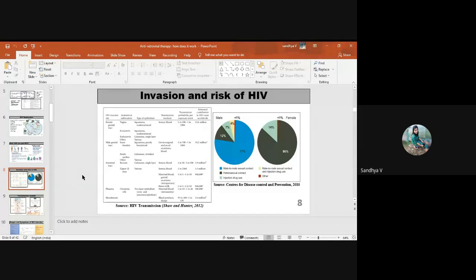Here you can see how HIV gets transmitted in males and females. 77% of males get infected through male-to-male sexual contact, and 12% through heterosexual contact. In females, 86% is due to heterosexual contact, and 14% is due to injection drug use or the use of contaminated needles or syringes.